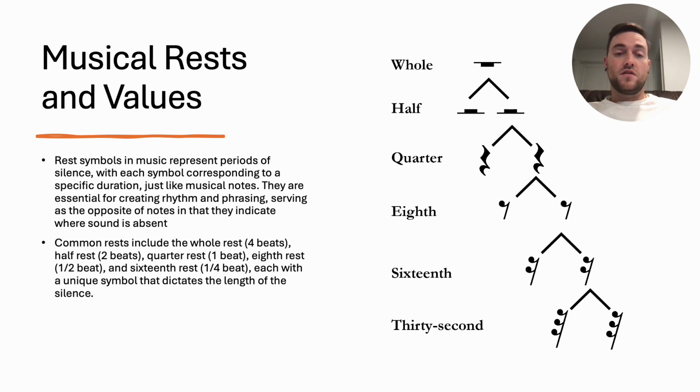So we read this little excerpt on the left that I wrote out. Rest symbols in music represent periods of silence, with each symbol corresponding to a specific duration, just like the musical notes. They are essential for creating the rhythm and the phrasing, serving as the opposite of the notes, in which they indicate where the sound is absent.